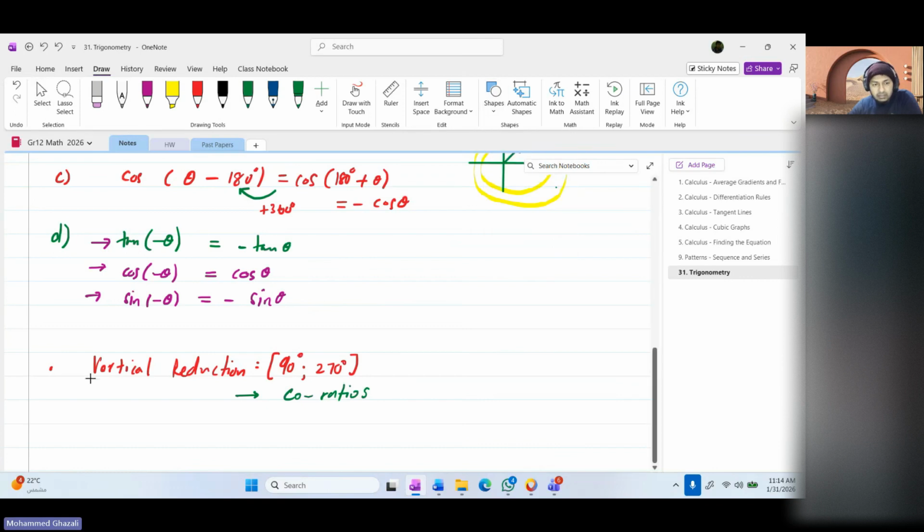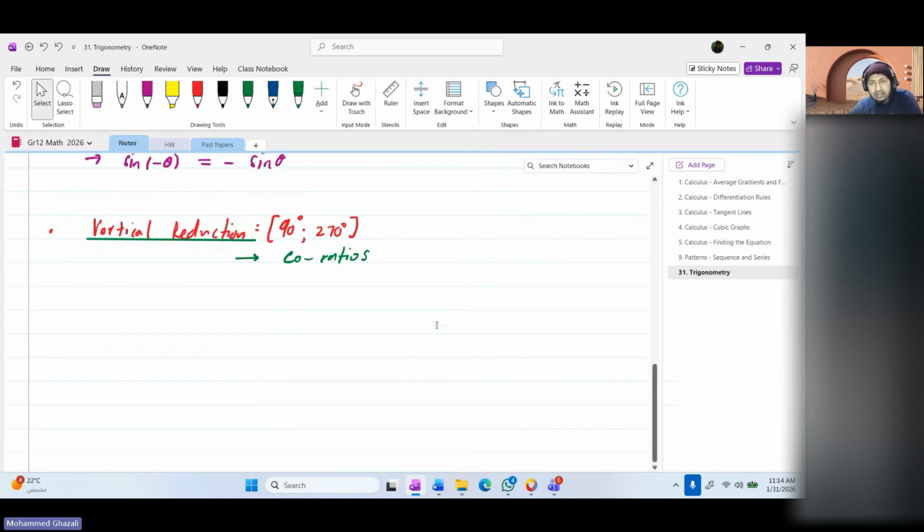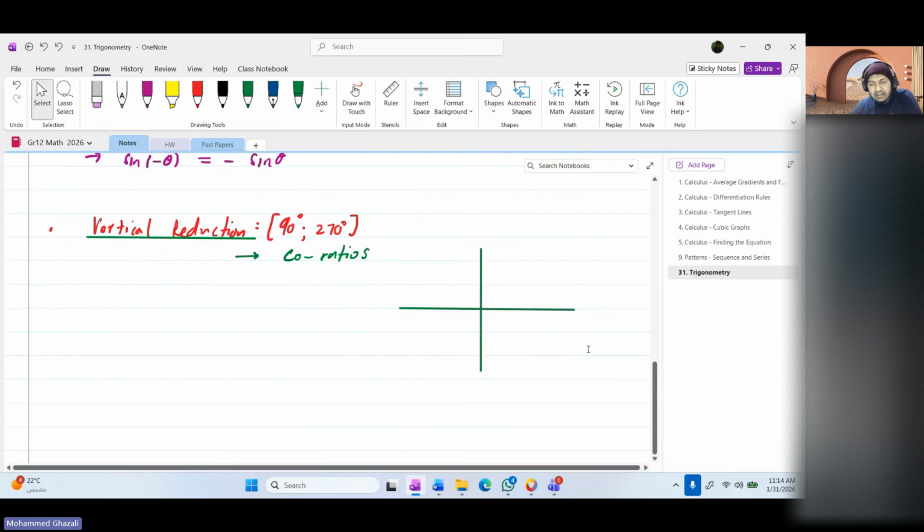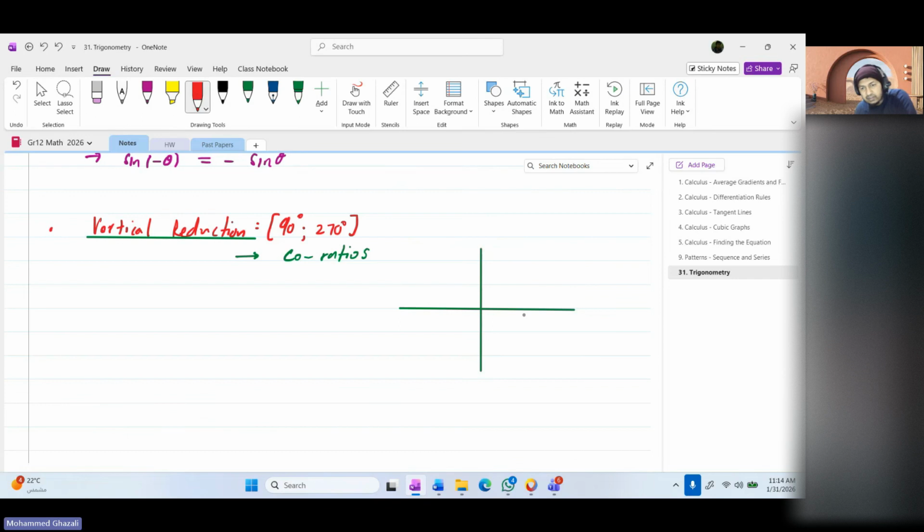Now let's look at an example of a vertical reduction. I'll draw some diagrams. Locate the quadrant and then use co-ratios. That's it. So let's look at 90 and 270. We have a CAST diagram here. Where's 90 and 270? 90 is on the vertical line, 270 is on the vertical line. Now when you are drawing triangles, remember your rotation angle is always like this. Positive is always anti-clockwise.